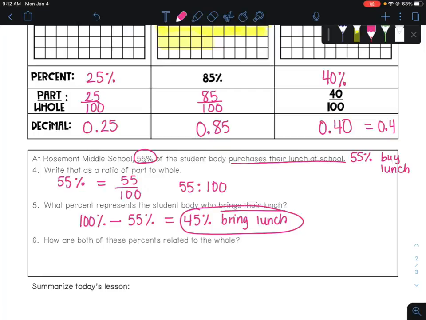Number 6, how are these percents related to the whole? Well, with percents, the whole is always 100. And we could say they add to the whole, which is 100%. Okay? So whenever you're dealing with percents, you always want to see if there's only 2 options, the 2 percents are going to add to 100. If it's like an either or thing, the percents are going to add up to the whole, which is 100.